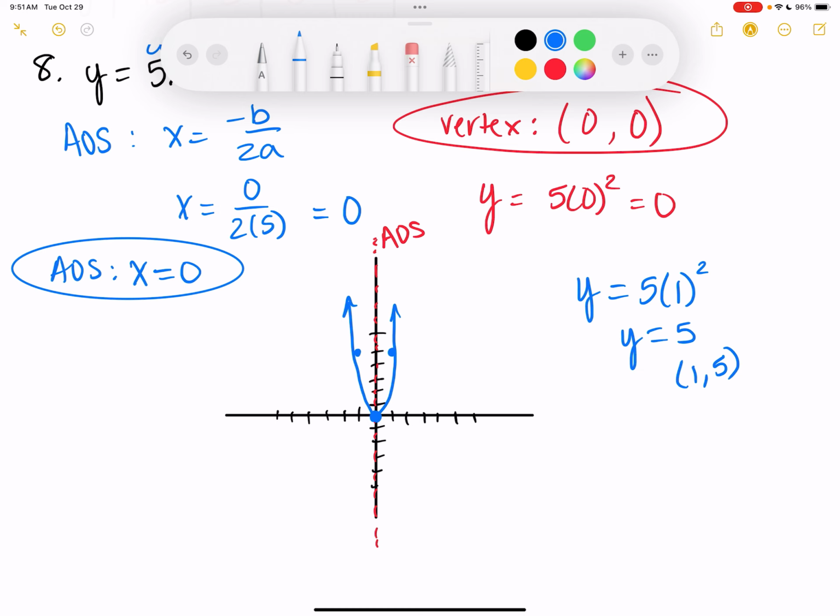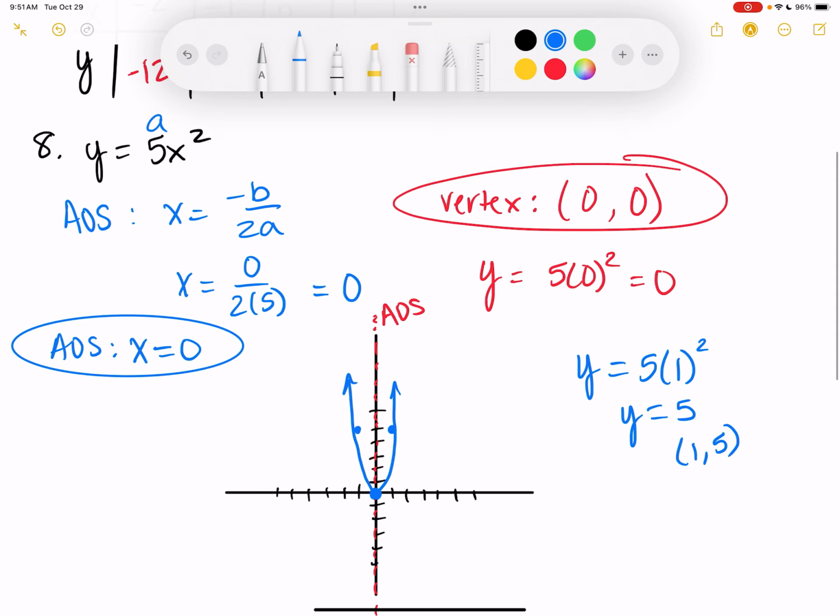All right, another thing about these graphs that you may or may not know yet: what direction does this open? Up. You know why? Because it's positive. So there's a positive here, so this one opens up. If it's negative, it's going to open down.